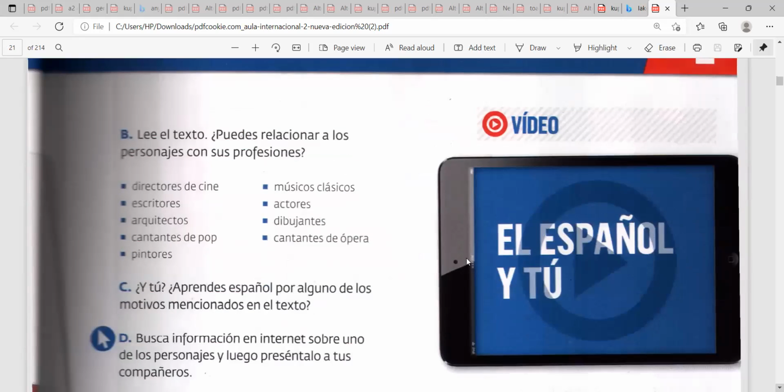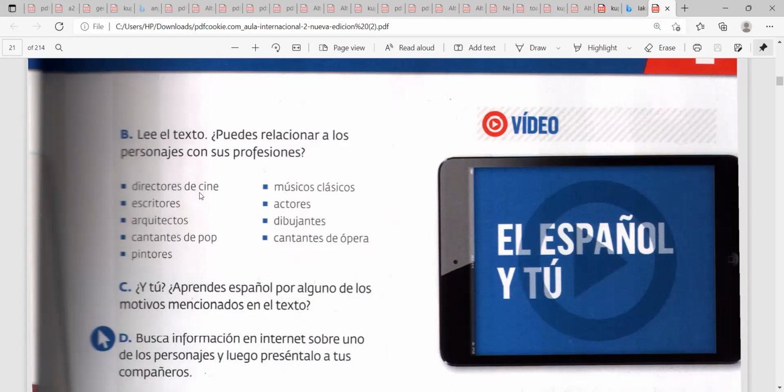So I can say over here, lee el texto, read the text, claro. Puedes relacionar a los personajes con sus profesiones. You can relate the personalities with their professions. Directores de cine, the directors of cinema, say it clearly. Okay, claro, perfecto. Cine, we have cinema, movie theater.